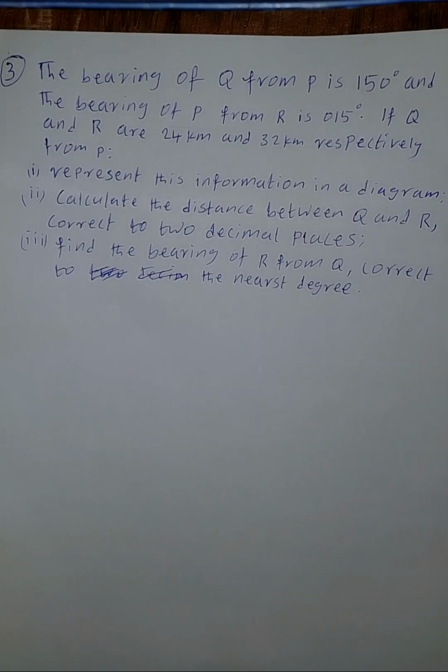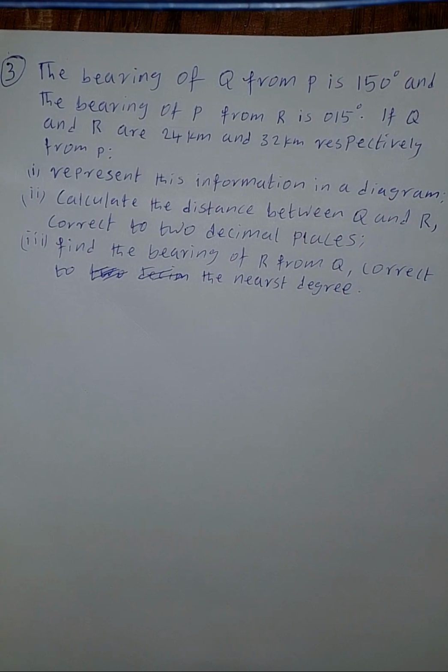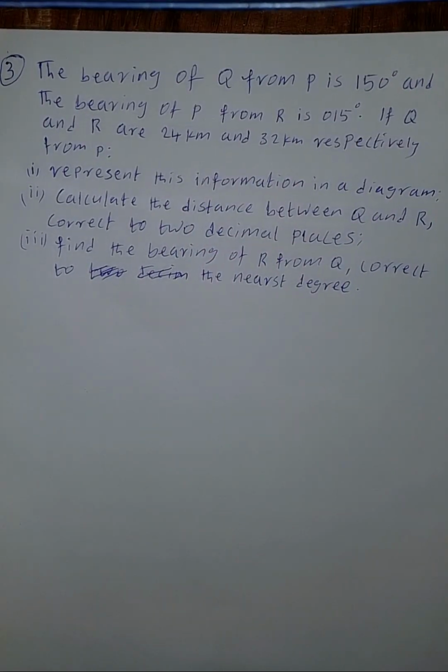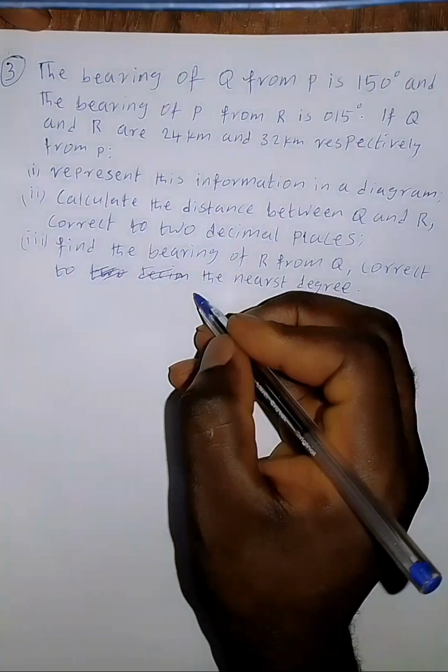The bearing of Q from P is 150 degrees, and the bearing of P from R is 15 degrees. If Q and R are 24 km and 32 km respectively from P, represent this information in a diagram. This is a wonderful question, a WACE-like question, as I can call it. This is number 3, the third question. Okay, let's start. Solution.